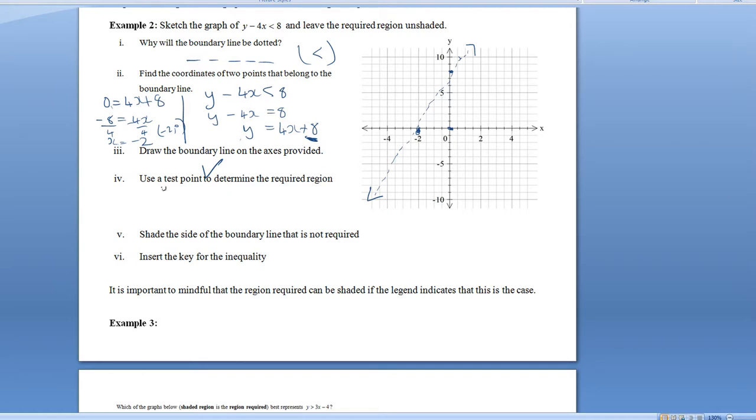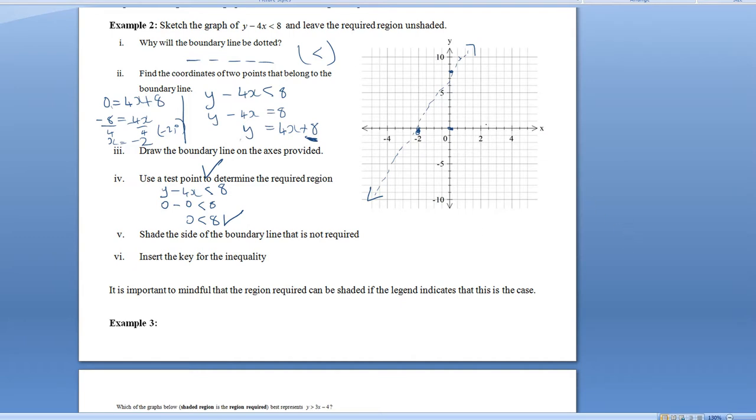Okay, so I write my inequation, y less than 4x, and I sub in 0. So 0 less than 4 times 0, which is 0, less than 8. So now I ask myself, is this true? Is 0 less than 8? And it certainly is. That's true.